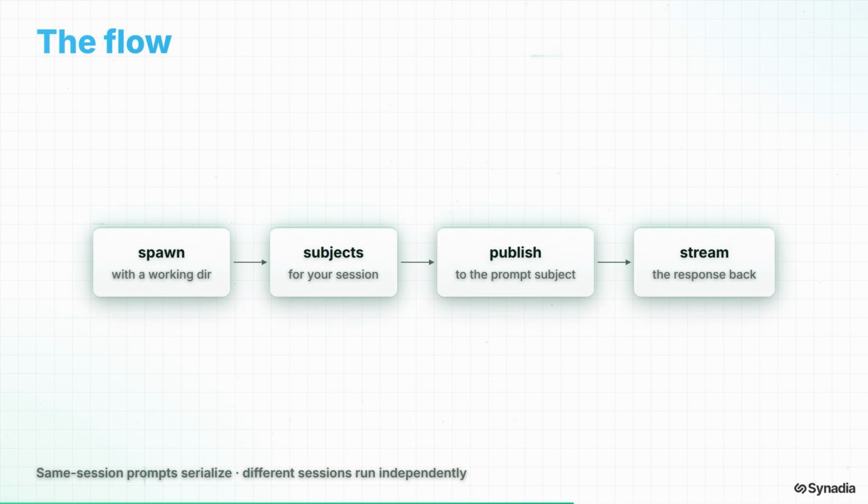The flow is simple. Send spawn, get back subjects for your new session, publish to its prompt subject, and stream the response back. Each session handles one prompt at a time, so prompts to the same session queue up and run in order, while different sessions run independently. Stop is just another call to the controller. In the background, expired sessions get swept off the bus and everything publishes heartbeats, so clients can tell what's alive.